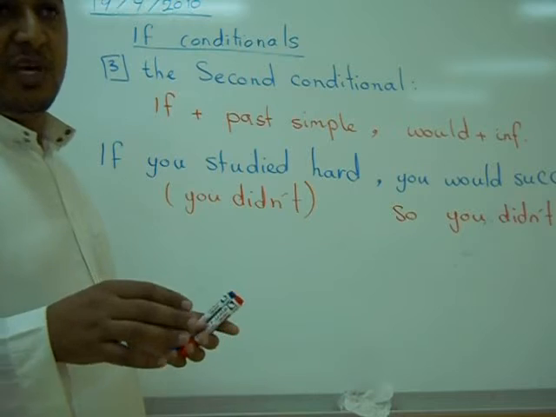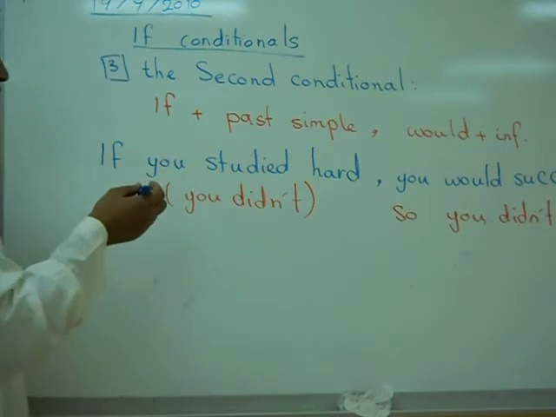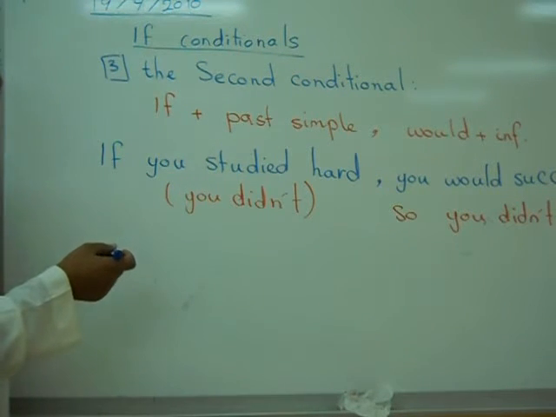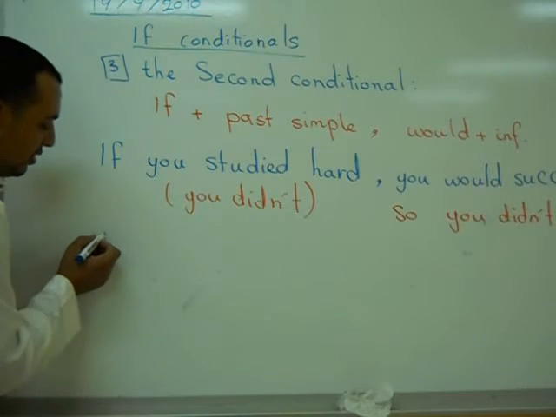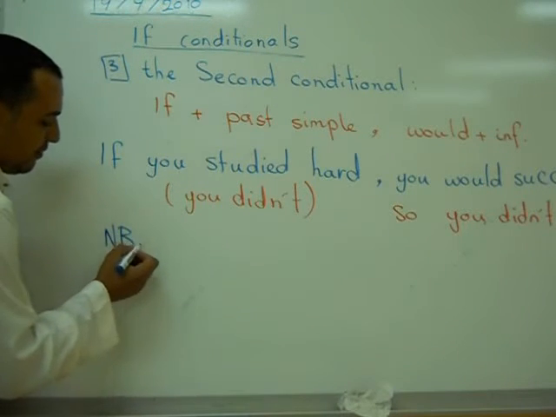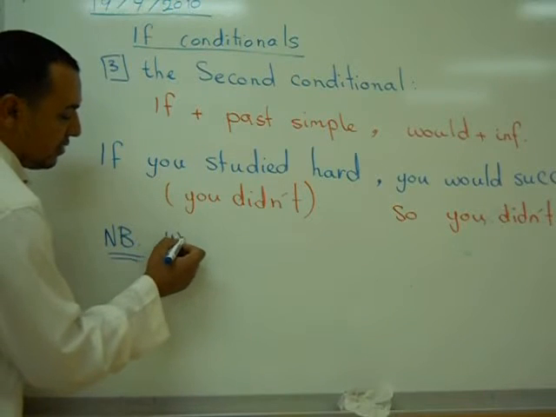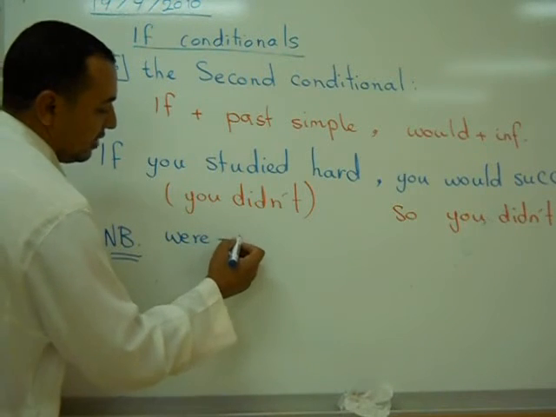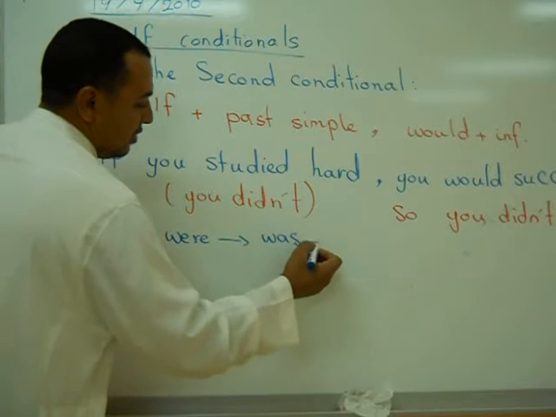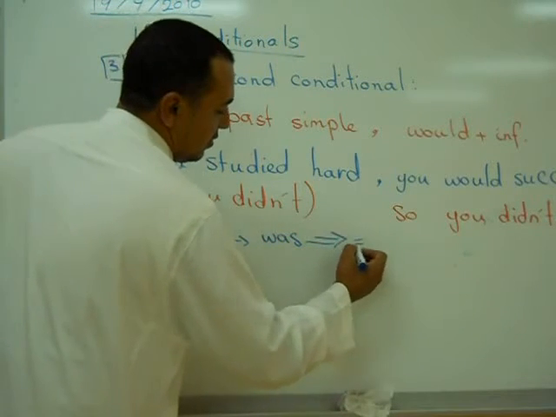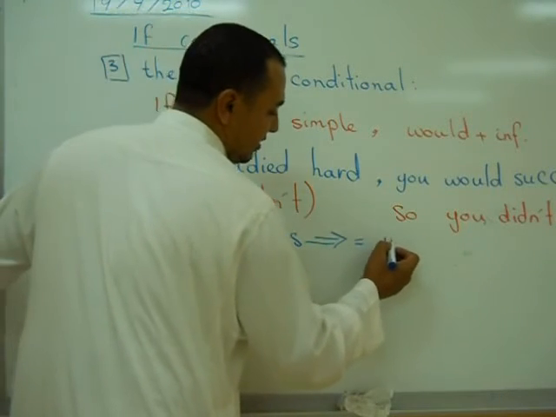With the verb to be, we use were instead of was. In be, we can use were instead of was to show impossibility.